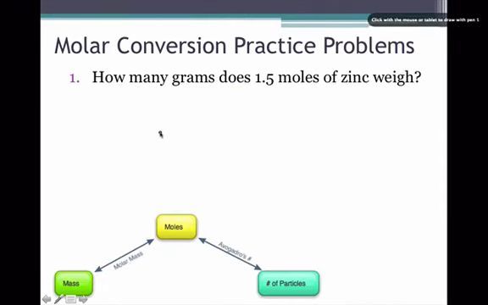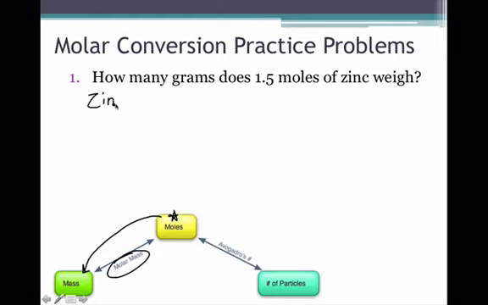So here it says, how many grams does 1.5 moles of zinc weigh? Well, the first thing I'm going to do is I'm in moles. And it's asking me about weight, and weight is a mass, it's grams. So I'm going to be going from here to here. I'm going to have to use the molar mass. So the first thing I want to do is look up zinc. If I look up zinc on the periodic table, I can see that it's 65.38 grams per mole. That really means that I have 65.38 grams of zinc is 1 mole. They're equivalent values. So I'm going to use that as my conversion factor when I go from moles to grams.